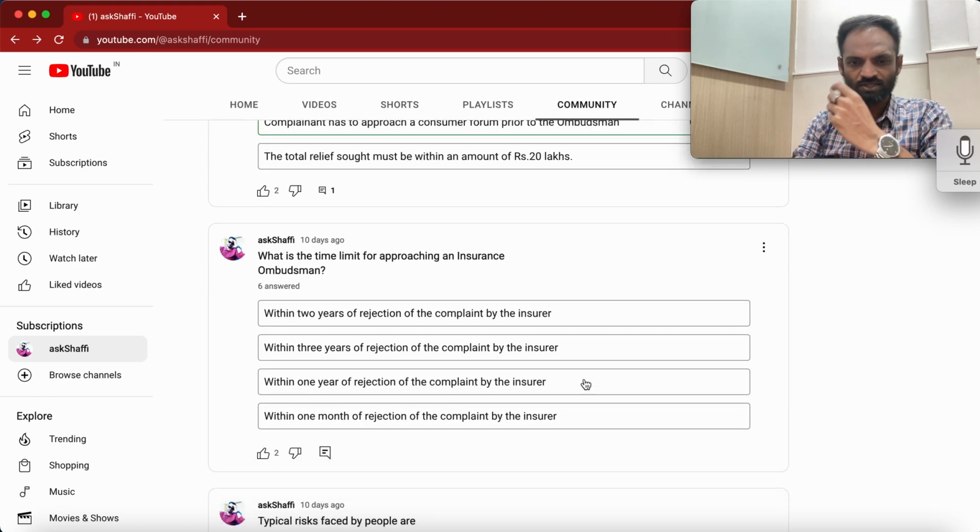Okay, then what is the time limit for approaching an insurance ombudsman? Within 2 years of rejection, within 3 years, within 1 year, or within 1 month? Within 1 year is the correct answer.